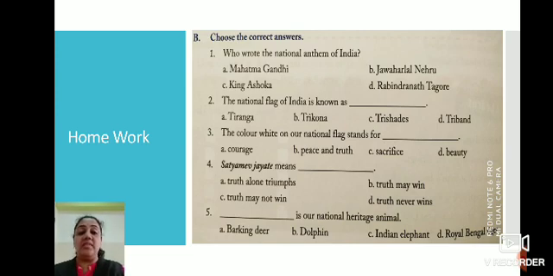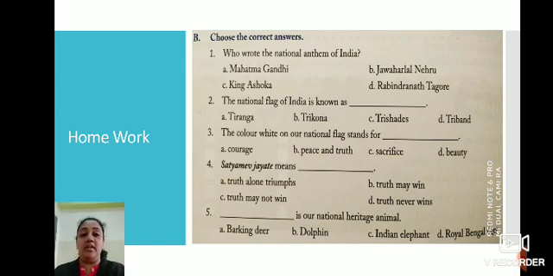And the last one, dash is our national heritage animal. So which is our national heritage animal? Options are barking deer, dolphin, Indian elephant, Royal Bengal tiger. So which is our national heritage animal? Yes. And the correct answer is C option, Indian elephant is our national heritage animal.